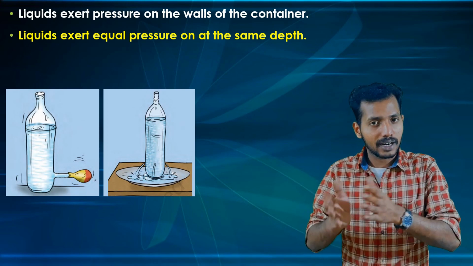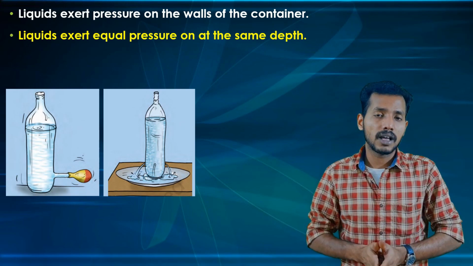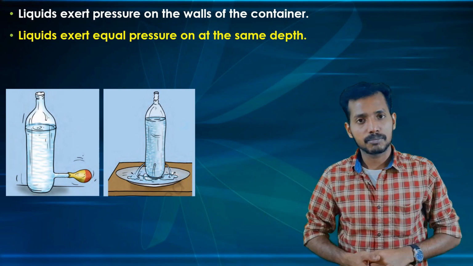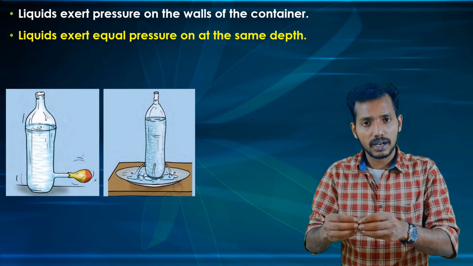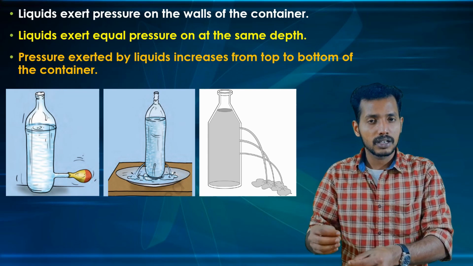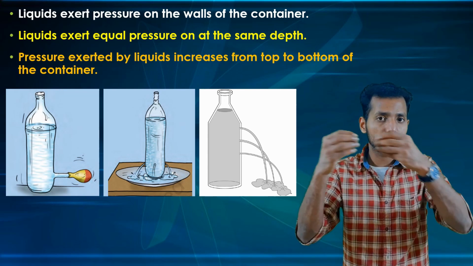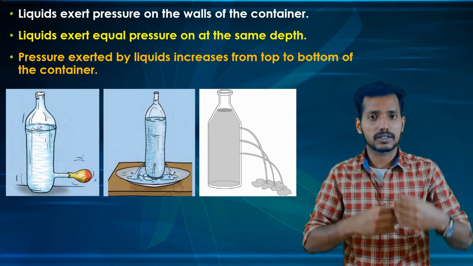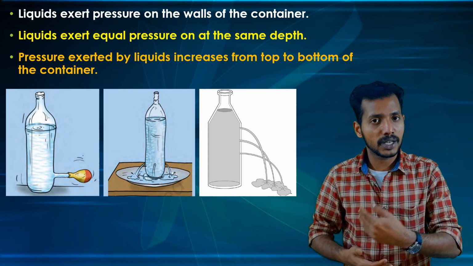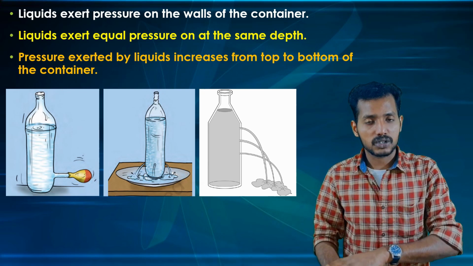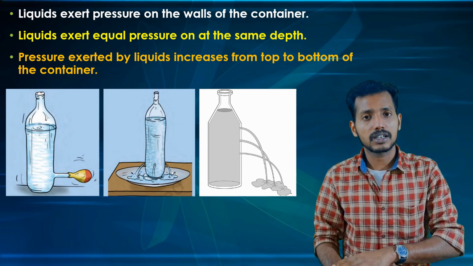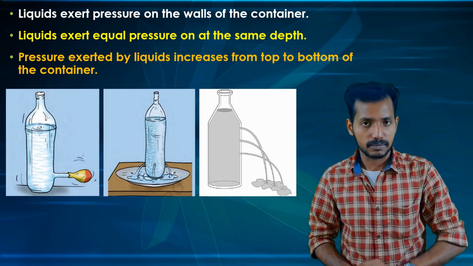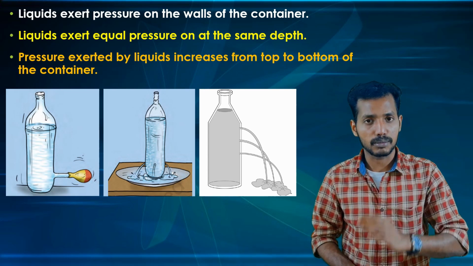To understand this, you can take another bottle and make 3 holes at 3 different heights and fill the water. You can observe that the water coming through the bottom hole will travel more distance compared to the water coming through the upper holes. So what is the meaning of this? The pressure exerted on the walls of the container increases from top to bottom. That is a very important thing, we need to remember it.